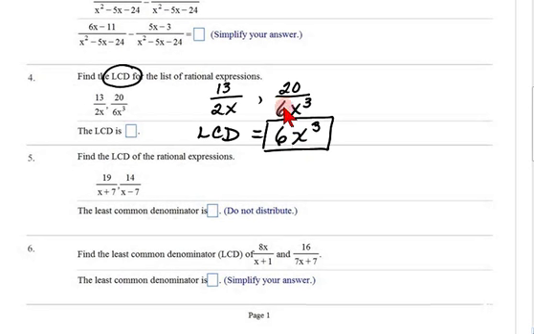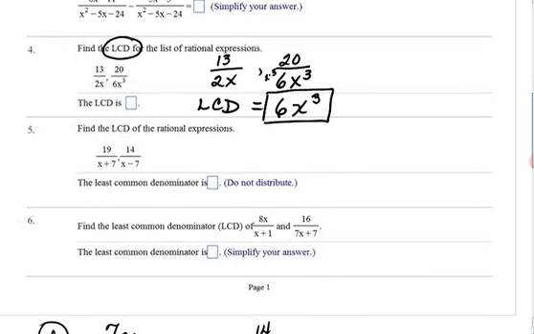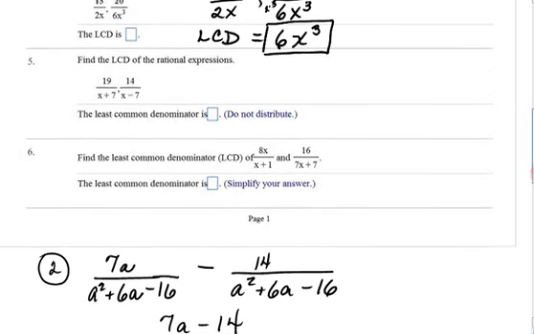Now, I didn't write it, but does everybody agree that 6 is really 2 times 3? So for the common denominator, you need a 2, you need a 3, and you need an x to the third. The 6 makes up the 2 times 3, and there's the x to the third. All right, these get easier the more you do. So let's look at number 5.